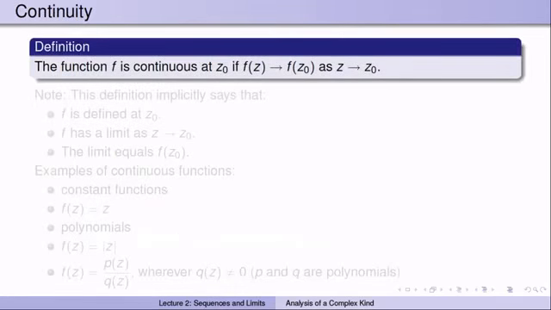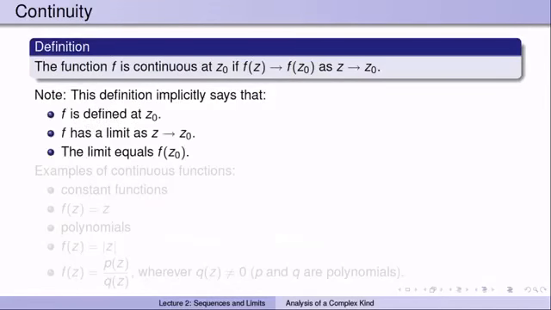Finally, a function is continuous if f of z approaches f of z0 as z approaches z0. That's continuity at z0. This definition implies a lot of things implicitly. So we're saying that f needs to be defined at z0, because otherwise we couldn't be writing down f of z0 right here. We're also saying that f has a limit as z goes to z0 because we're saying f of z converges to something as z goes to z0. And finally, we're saying these two need to be equal because f of z doesn't just converge to some limit L, but that limit actually needs to be f of z0. So f needs to be defined at z0, it needs to have a limit as z goes to z0, and that limit needs to equal f of z0.